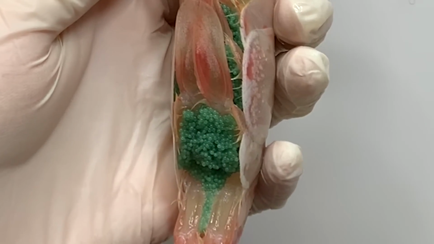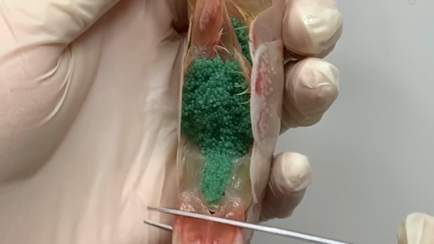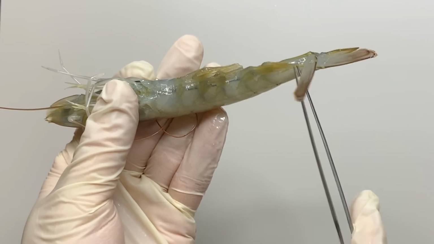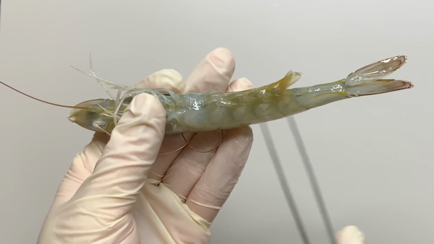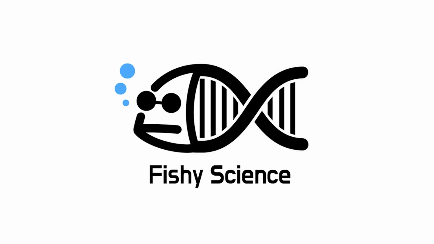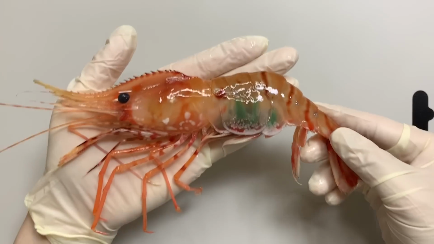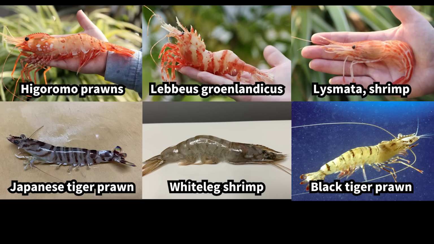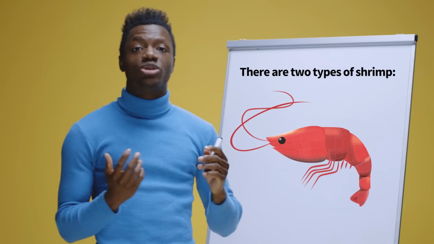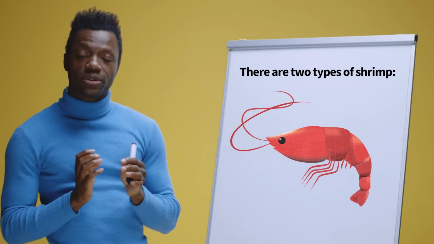Eggs are often found in the abdomen of the Higoromo shrimp. However, we have never seen eggs in the Japanese tiger prawn or the whiteleg prawn, right? Today, I prepared a Higoromo shrimp for dissection. To clarify the differences, let's talk a bit about classification.